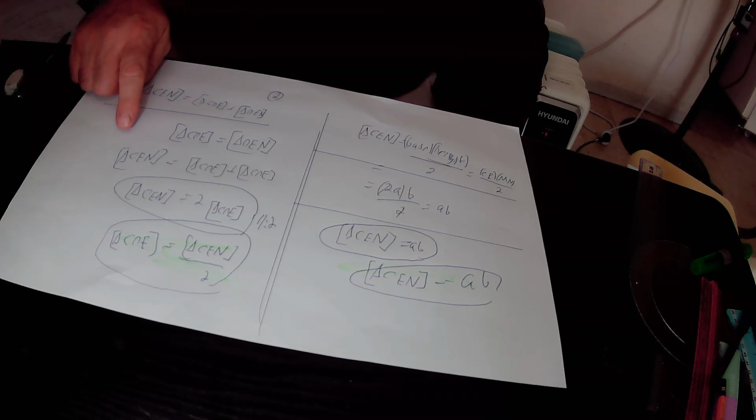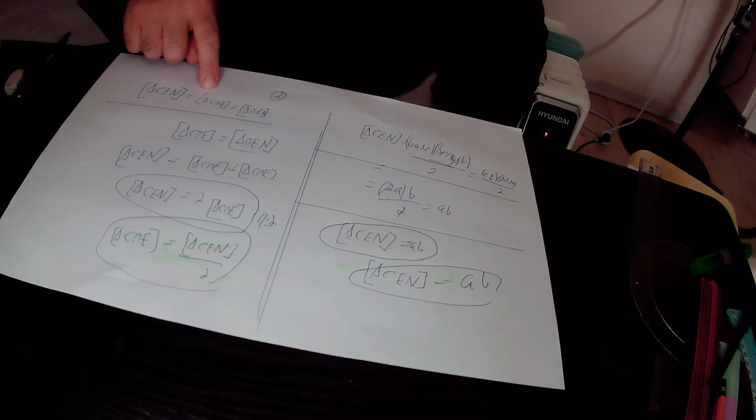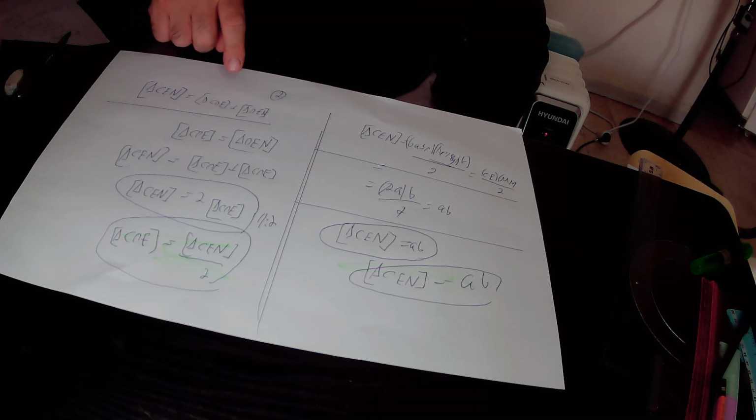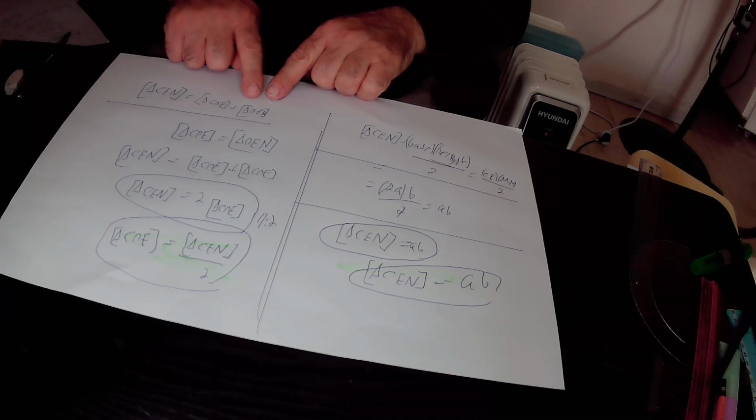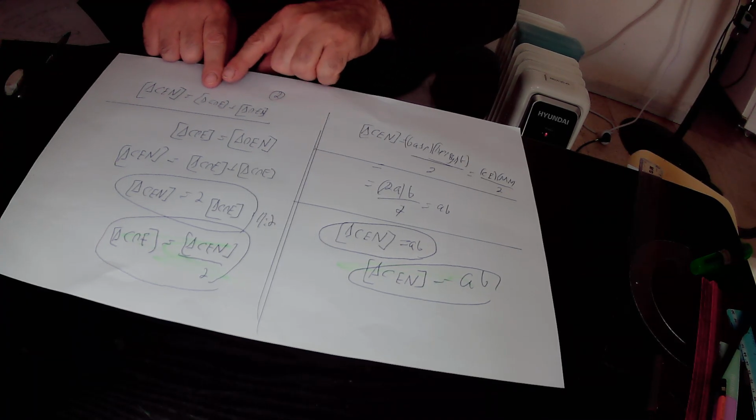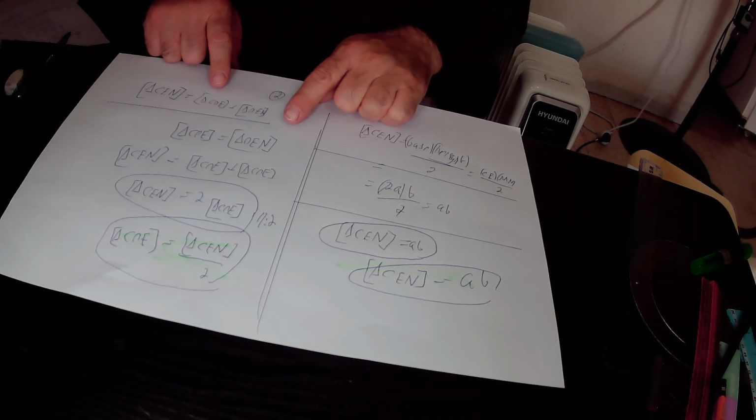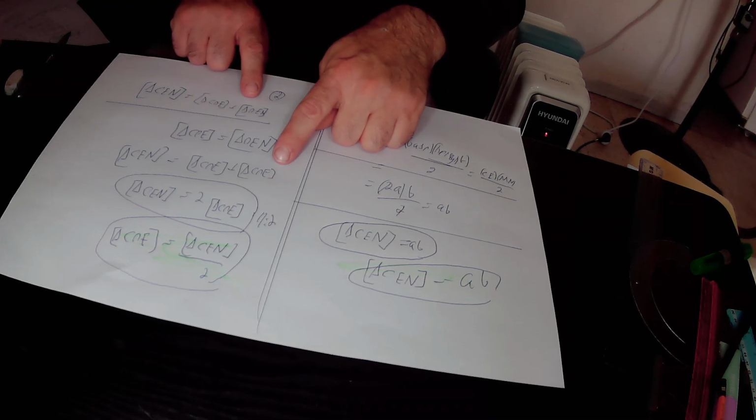So the area of the big triangle CEN equals the area of the triangle COE plus the area of triangle OEN. But because the area of triangle EON equals the area of triangle COE, we can substitute the area of triangle OEN by the area of triangle COE because they are equal to each other in size.